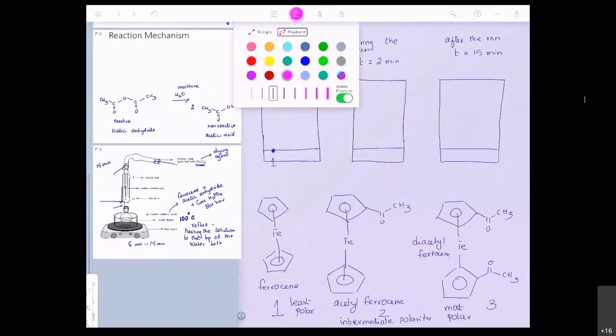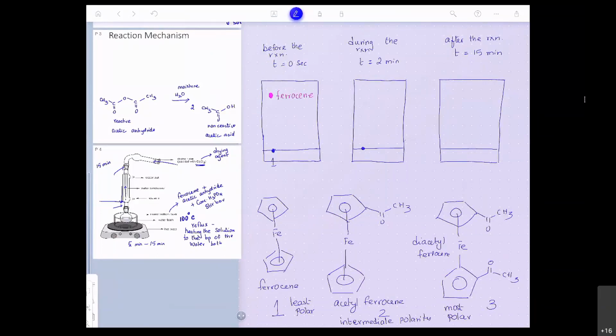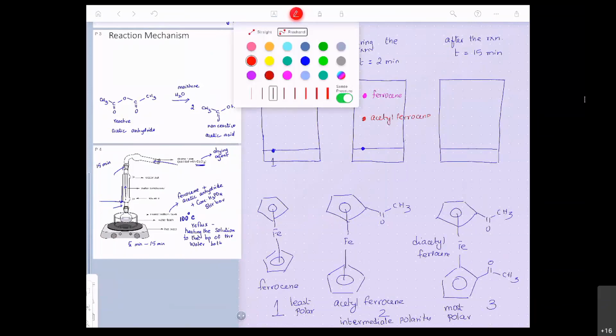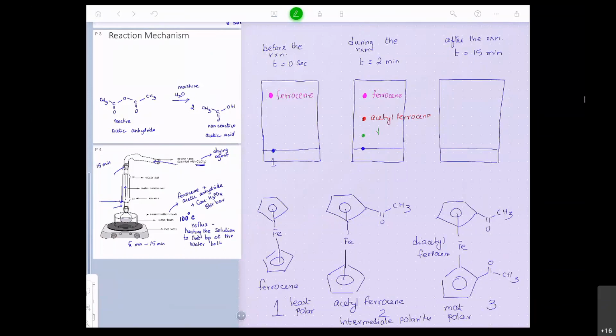Now, during the reaction, I'm going to make a spot. Okay, that's my reaction mixture. What's going to happen is it's still going to have some ferrocene because the reaction is still taking place. So you will still have some ferrocene. But then some of your acetylferrocene is formed, which is actually a little bit more polar. So it's going to be right here. Right, and then your diacetylferrocene is even more polar and it's there. So that's during the reaction.